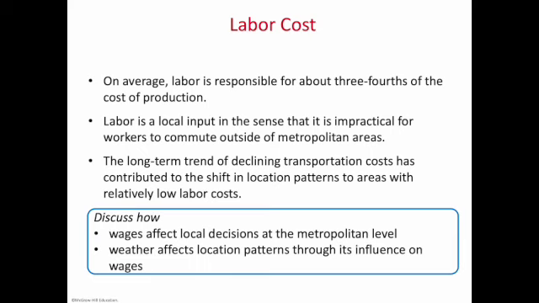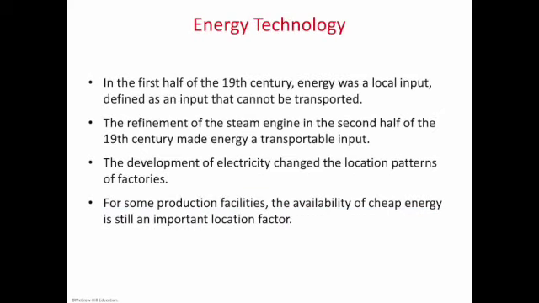14. Energy technology. In the first half of the 19th century, energy was a local input, defined as an input that cannot be transported. The refinement of the steam engine in the second half of the 19th century made energy a transportable input. The development of electricity changed the location patterns of factories. For some production facilities, the availability of cheap energy is still an important location factor.